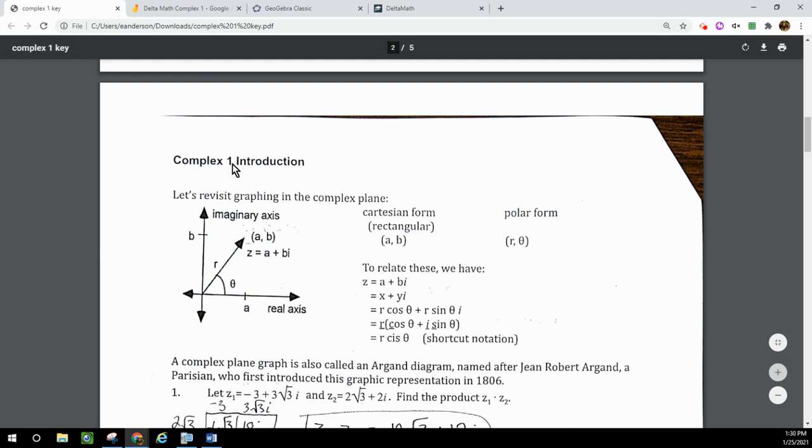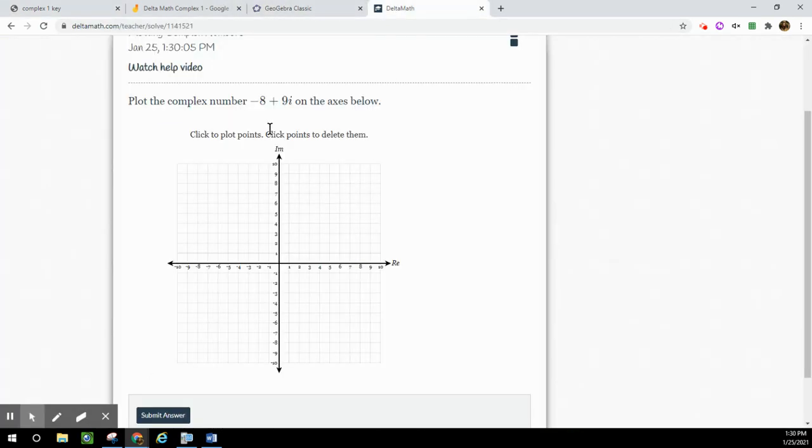So back to Complex 1. Let's revisit graphing in the complex plane. We're going to call the x-axis the real axis and the y-axis the imaginary axis. So if we have some point a, b, the complex number z, a plus bi, will be located there. And so let's see what that would look like for this first one.